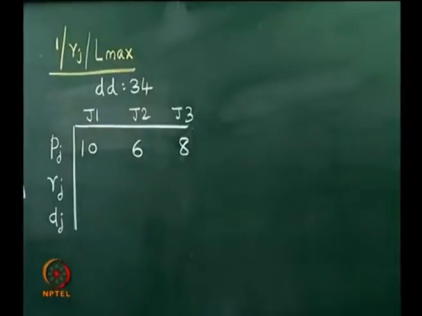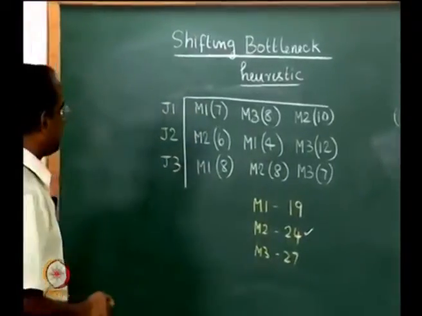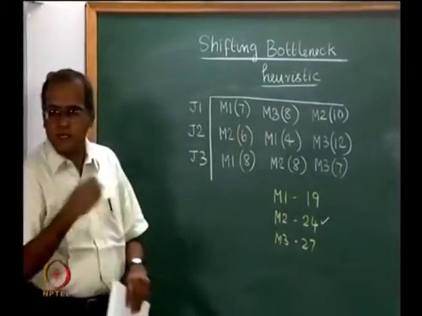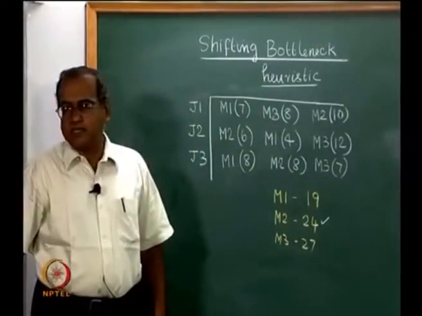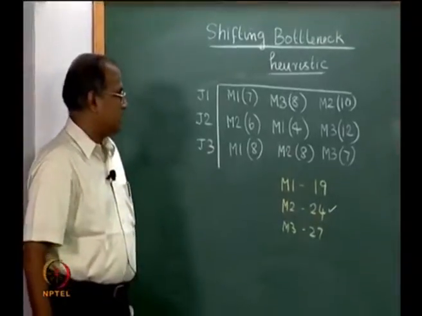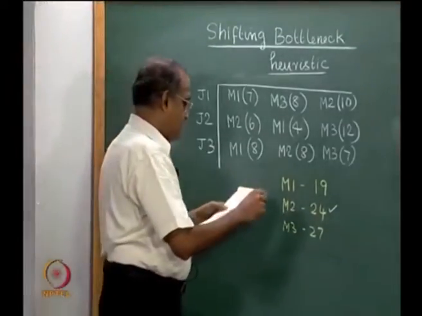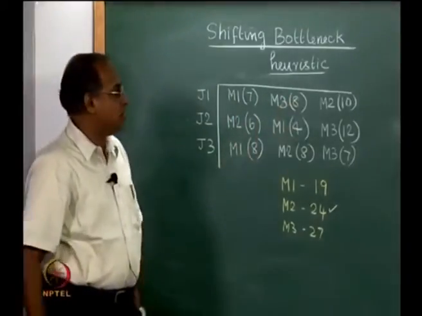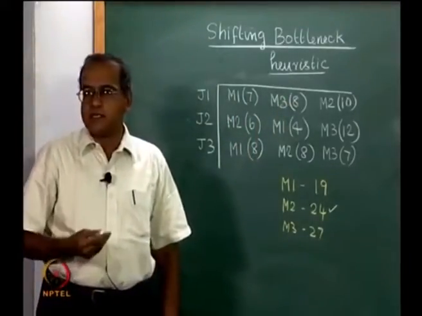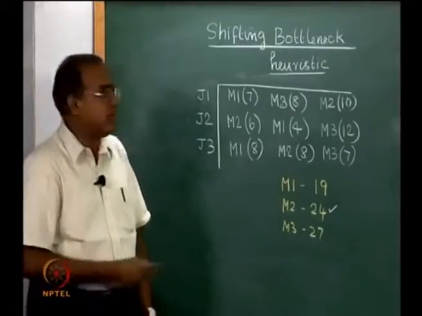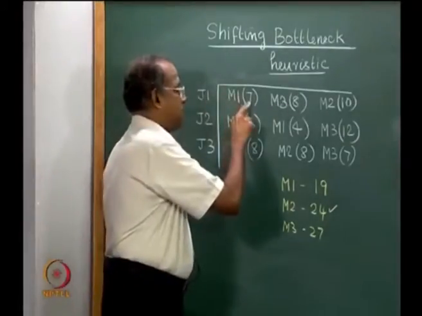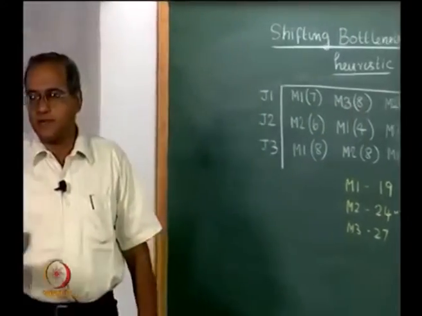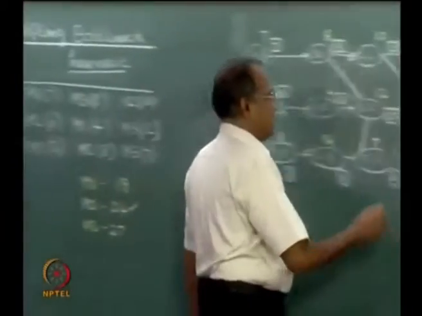Now, if we look at M2 and we look at J1, J1 on M2 is the third operation. So, the earliest J1 is available on M2 is 7 plus 8, 15. So, 15 is the earliest time that J1 is available on M2, because J1 has to finish processing on M1 and M3, and the earliest it can be available is 7 plus 8. So, rj is 15 here.